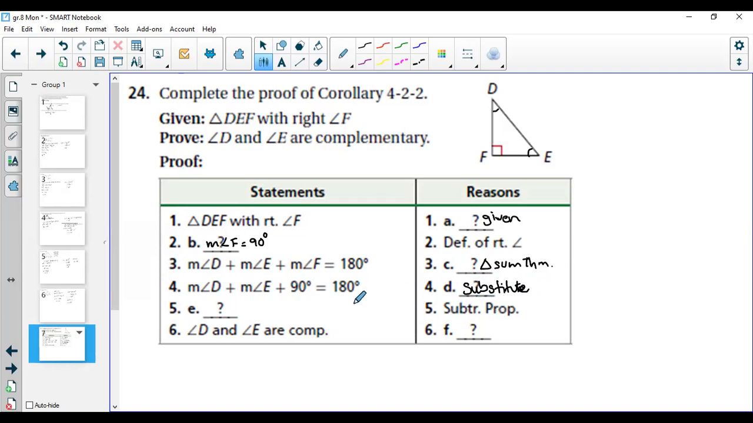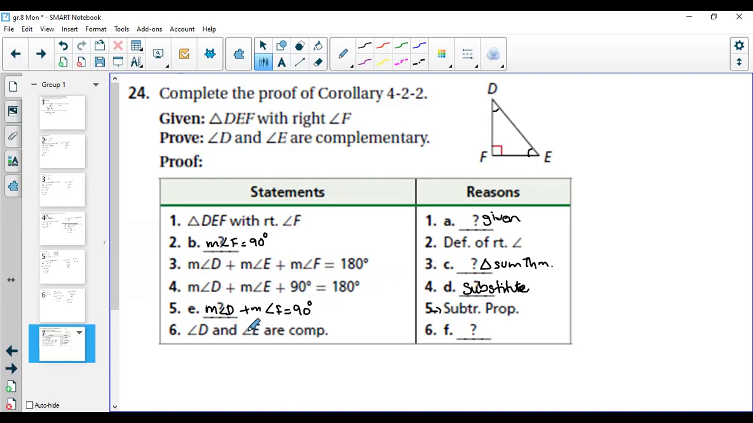Then, where is the subtraction property? Once we have written this statement, to find angle D and E, you have to subtract 90 from 180. So the statement looks like measure of angle D plus measure of angle E is equal to 90 degrees. Here we had 180, but here it became 90. That is due to the subtraction property. If you find reasons like subtraction property, addition property, multiplication property, you just need to write the answer after solving the previous step.